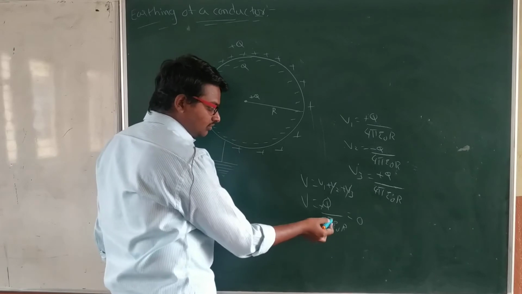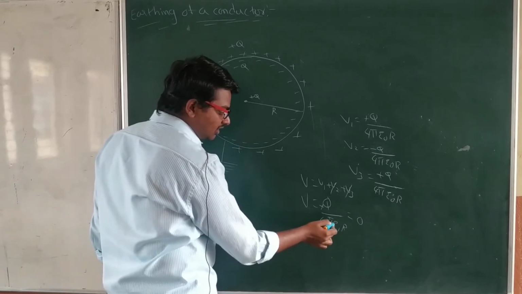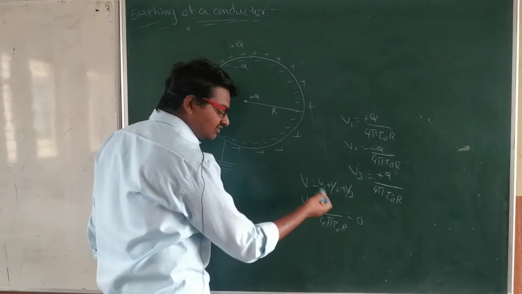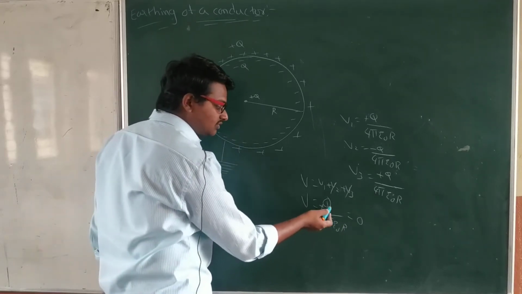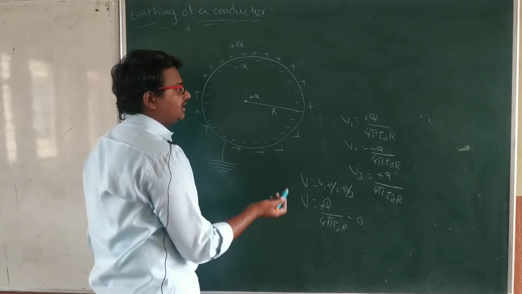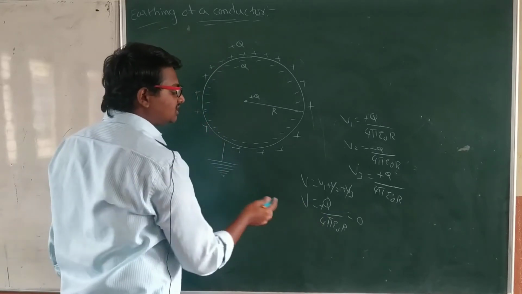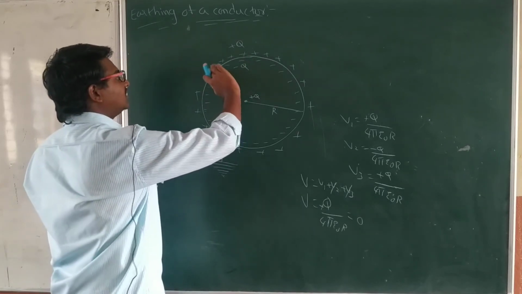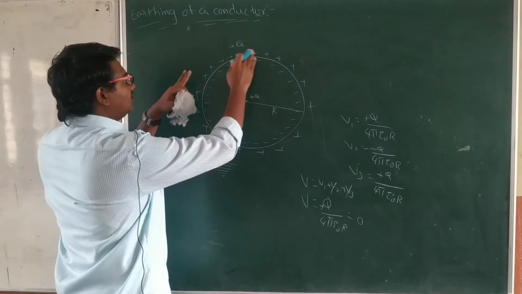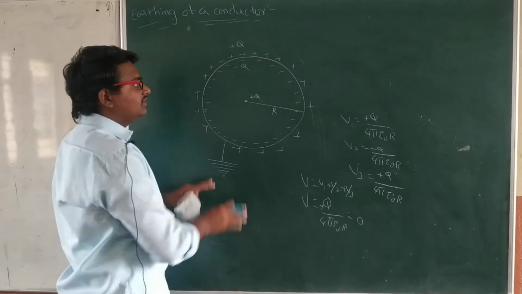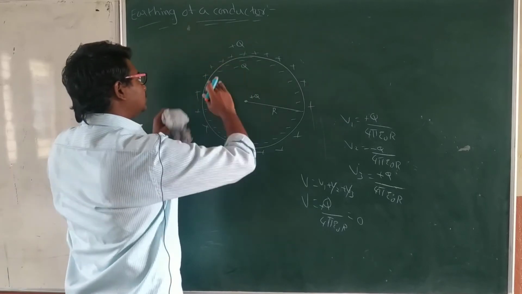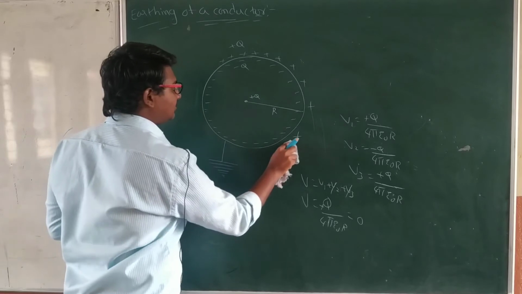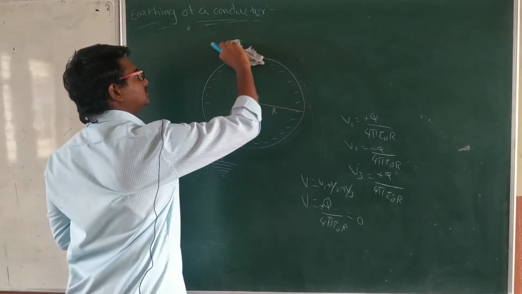Epsilon naught, pi, 4 and R values cannot be 0, right? If they were 0, it would become infinity. So if q is equal to 0, V is equal to 0. It means the positive charges on the shell should become 0. It means all the charges which are on the outside of the shell will go into the earth. These positive charges have to be removed simply.